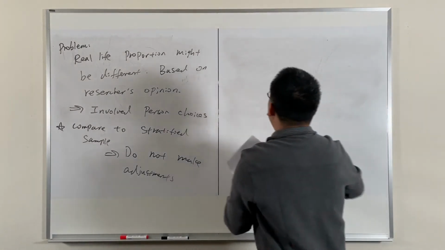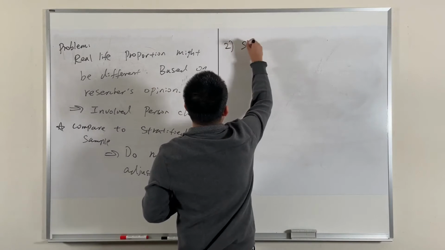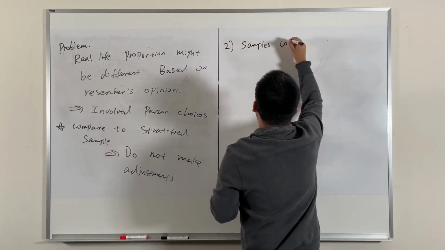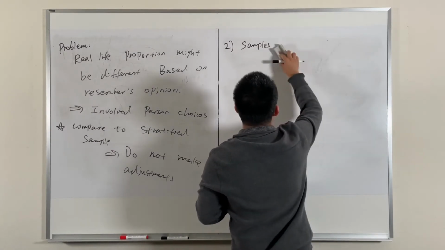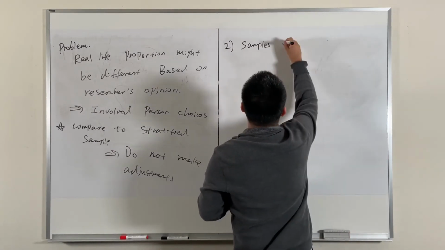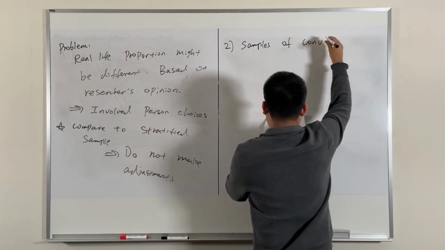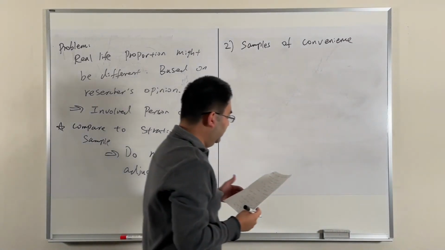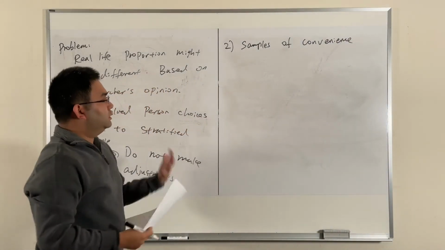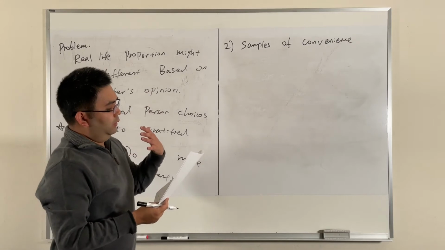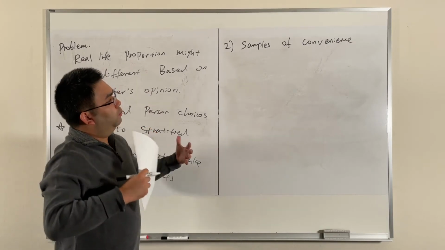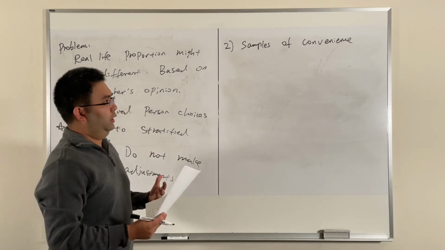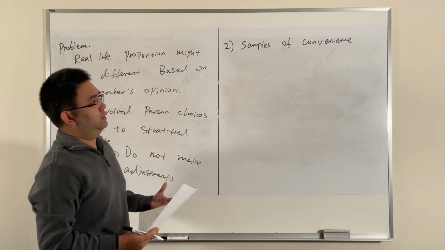Okay, second type is samples of convenience. So in this concept, people are in a sample because they're convenient to get, or they're convenient to collect.